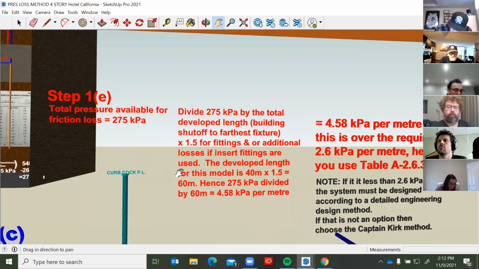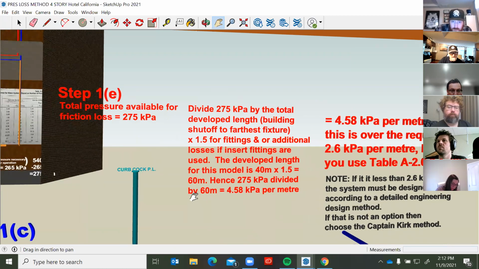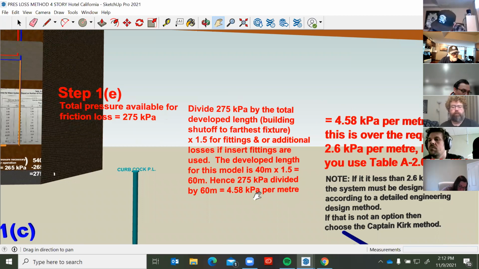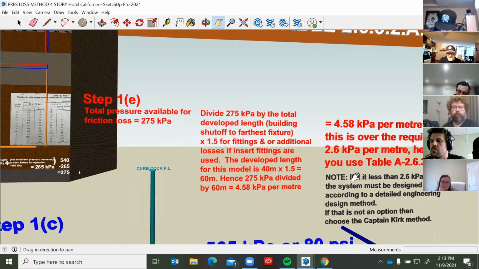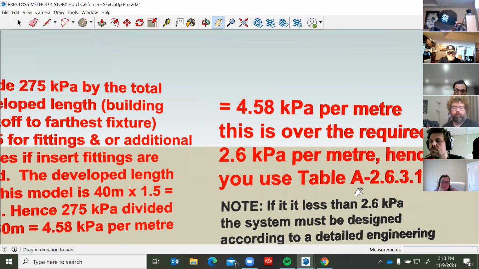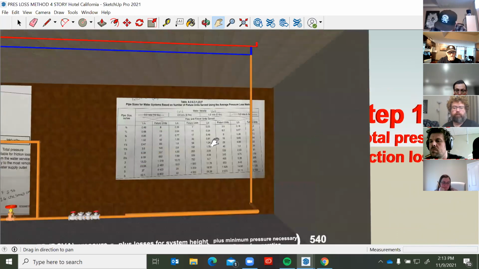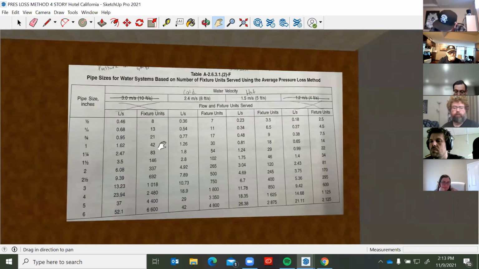So then all you do is you take the 275 and divide it by 60 meters, and you will come out to 4.5 kPa per meter. That's what our final figure is. So our final is 4.5 kPa higher than 2.6 kPa? Yes, it is. And so that means you use table F. So our project means we are going to use table F to size the water service in all the branches. So let's go over table F.